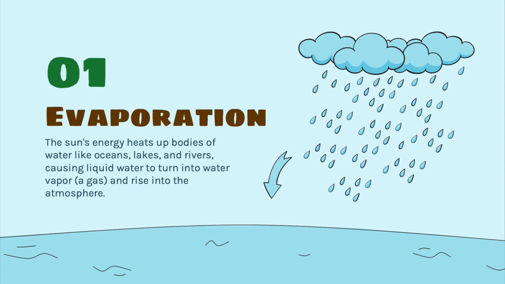So, first we have evaporation. Evaporation is when the sun's energy heats up bodies of water like oceans, lakes, and rivers, causing liquid water to turn into vapor or a gas and rise into the atmosphere. For example, when you're boiling a pot of water, you can see steam leaving it. If you put your hand on top of the steam, your hand will become wet. That's because the water particles turn into gas, and then once it hits your hand, you can feel the liquidness.